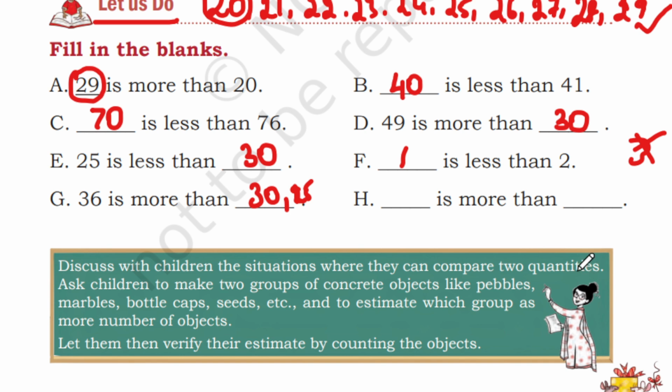So now the last question. They have given both the dashes here, so we have to fill here also, here also. So dash is more than dash. You can write 50 is more than 45, or you can write 100 is more than 50. Okay, so both the answers are correct. Alright, so next.